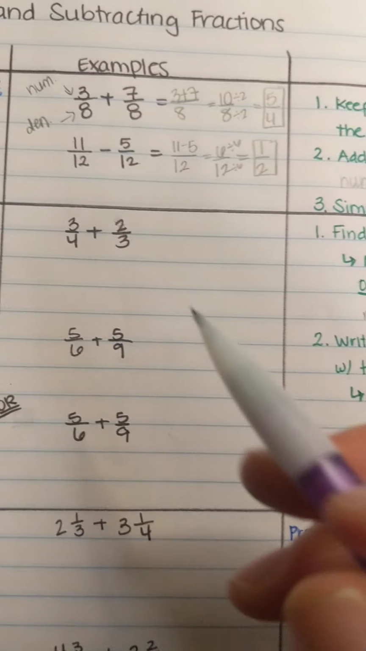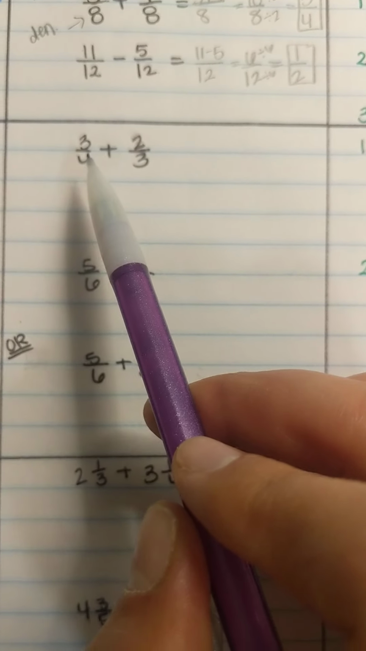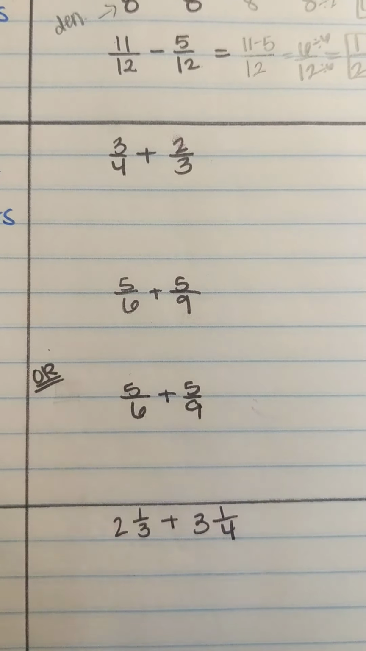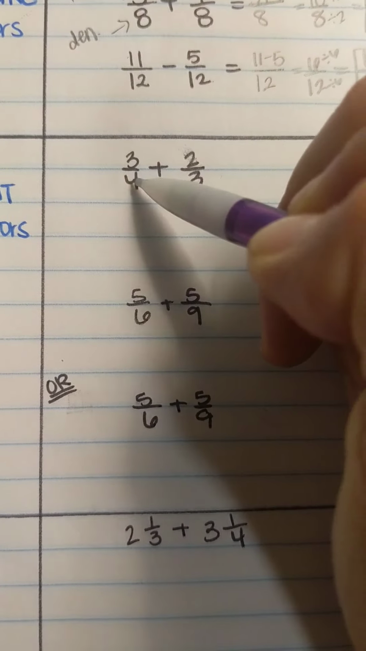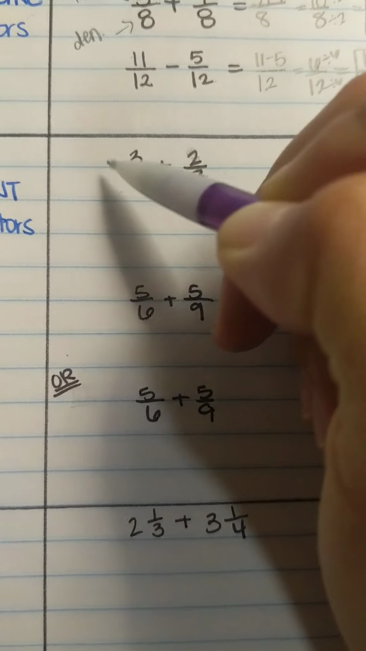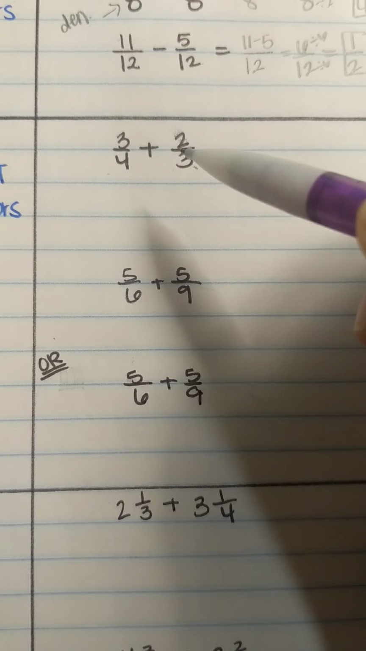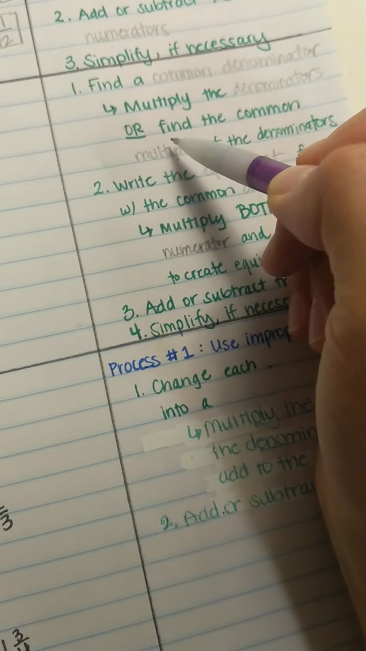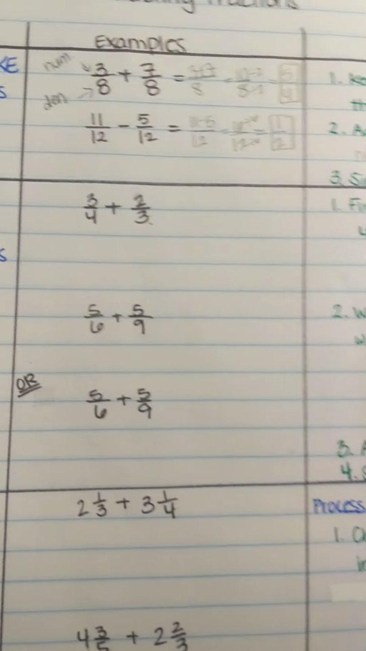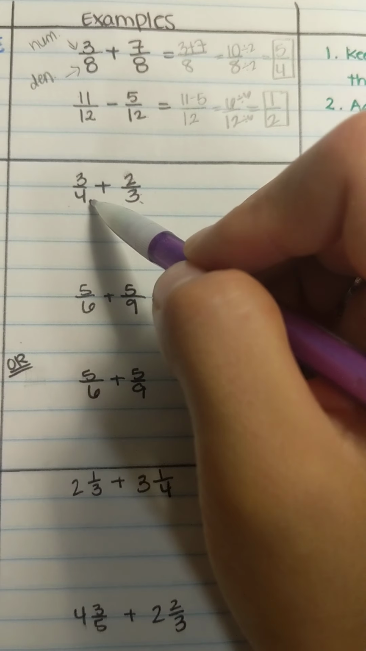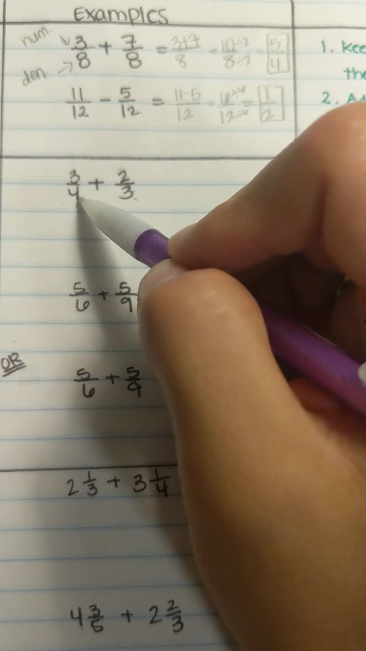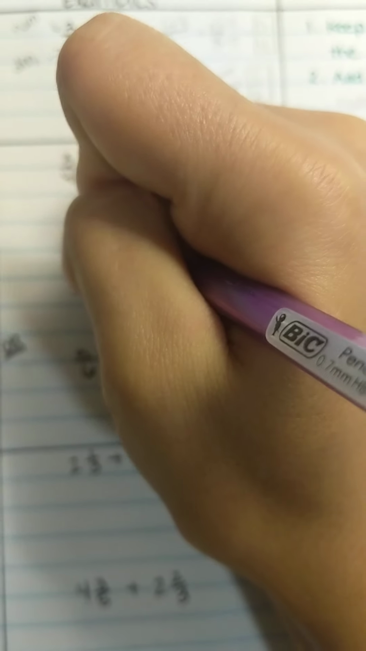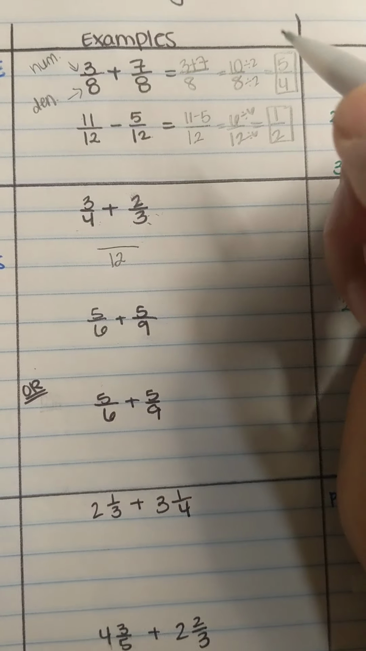So let's look at our first example. 3/4 plus 2/3. Step 1 says find a common denominator. Notice the denominators are not the same. We want to make them the same. So one way we could do that is to multiply. This is the first method, multiply the denominators. So 3 times 4 is 12. I'm giving you all the answers. So that's going to be my common denominator.